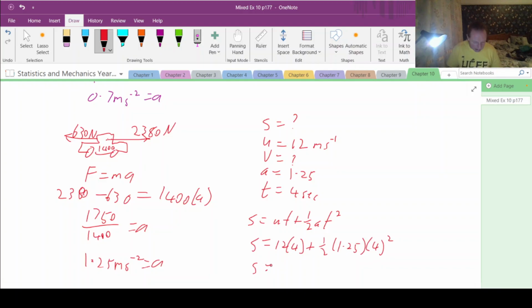Okay, and so we end up with 12 times 4 plus 0.5 times 1.25 times 16. Okay, 58 meters.